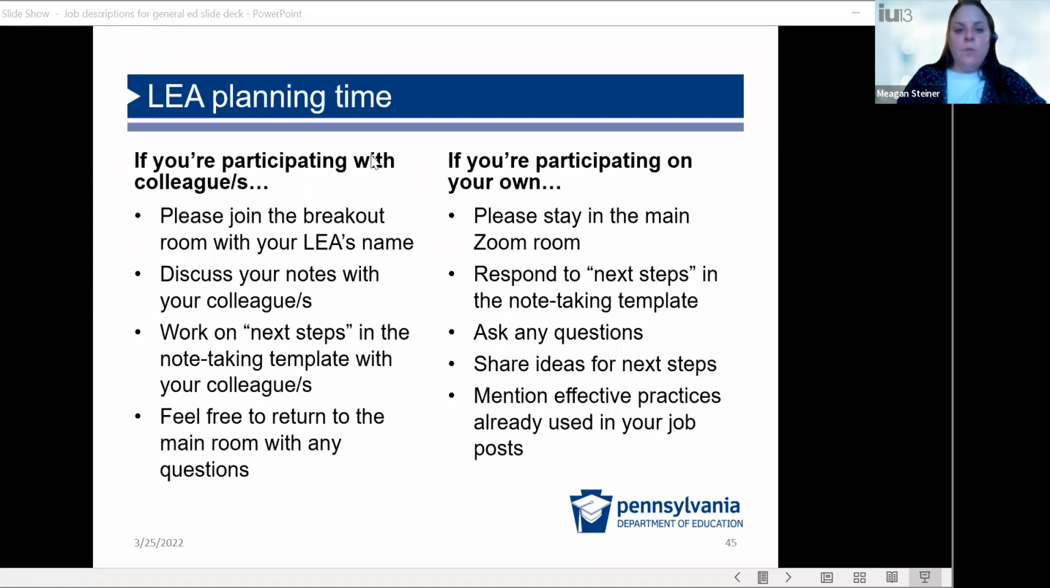Now, if you are in this session with one or more other people from your LEA, you have the option to go into a breakout room. You'll see the breakout rooms are named with different LEA names on them. So you can go into the breakout room and discuss everything we've just talked about, but particularly the next steps section on the last page of the note-taking template. It has some questions to help organize thinking over what you might do next.